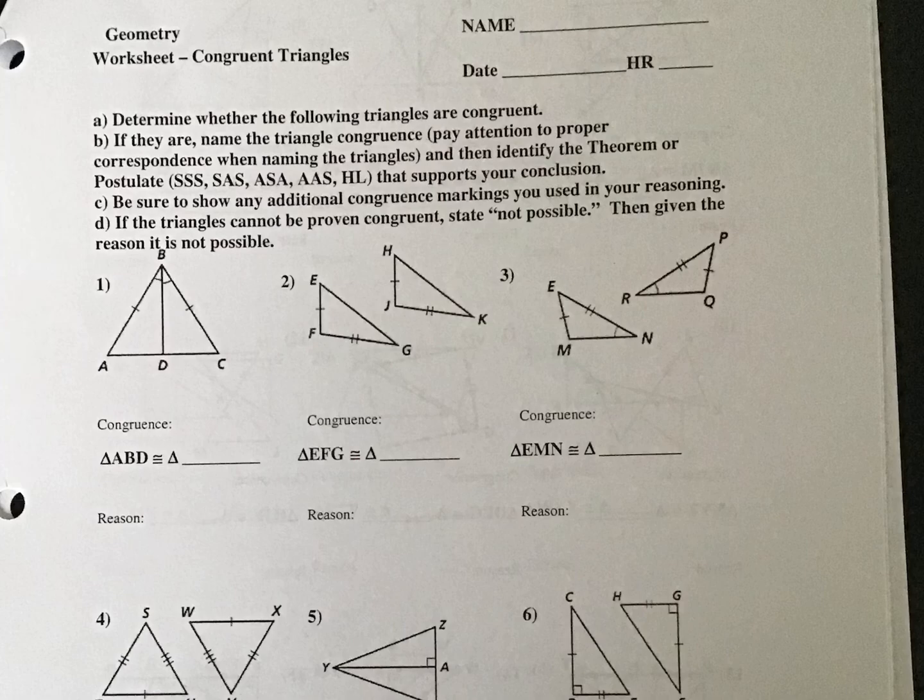And then you're going to identify the theorem or postulate, and it tells you side, side, side, side, angle, side, angle, side, angle, angle, angle, side, or HL that supports your conclusion. So why are those triangles congruent? It's got to be one of these 5 ways.